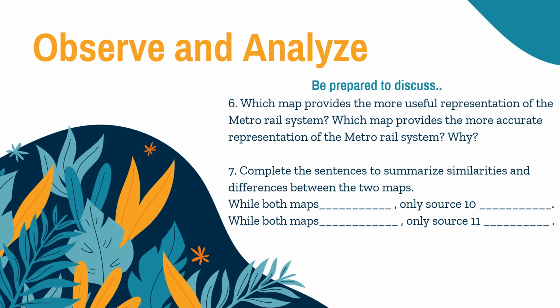The other question you're going to discuss in that discussion is to complete the sentences that are given to you to summarize similarities and differences between the two maps. While both maps blank, only source 10 blank, and while both maps blank, only source 11 blank, okay? When you are done with the video, and there's a second video from National Geographic, then you'll move on to the discussion. You have to answer these questions, post, and then respond to one other student.